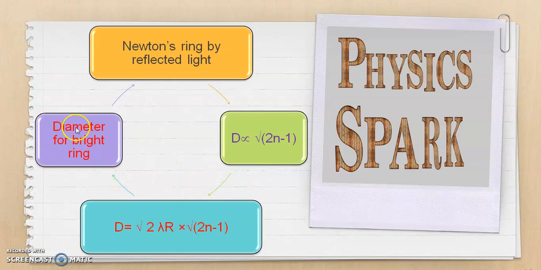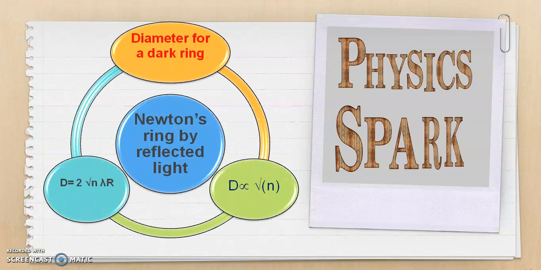Now the diameter for the bright ring, d is equal to the square root of 2 lambda R into (2n minus 1). Here R is the radius of curvature of the spherical surface, and lambda is constant because sodium light gives a fixed wavelength. So the diameter of the bright ring is directly proportional to the square root of (2n minus 1). That is, the diameter of the bright ring is proportional to odd multiples.